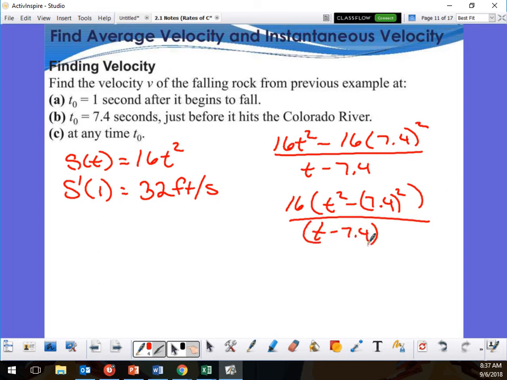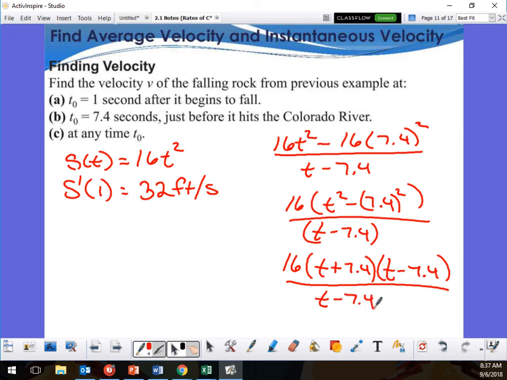Yes? Is this a difference of two squares? It is still a difference of two squares, even though it's ugly, because that square right there is telling me it's a square. Even though it's not a perfect square number, it's still a difference of two squares. So I can still write that as 16 parentheses t plus 7.4 and t minus 7.4 all over t minus 7.4, right? The math looks funny, but guess what? It works out. That's what those squares help me out with. Cancel that, cancel that. So now I have this.